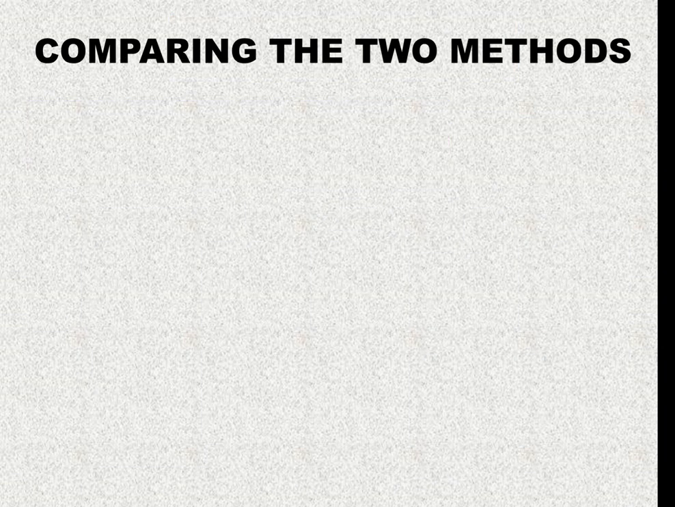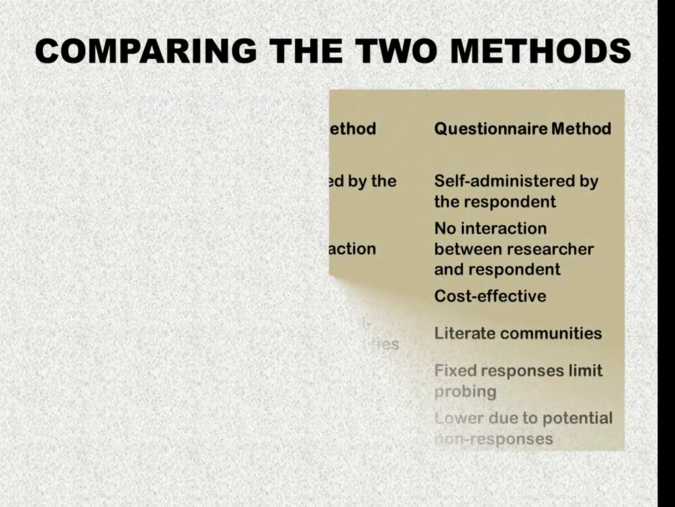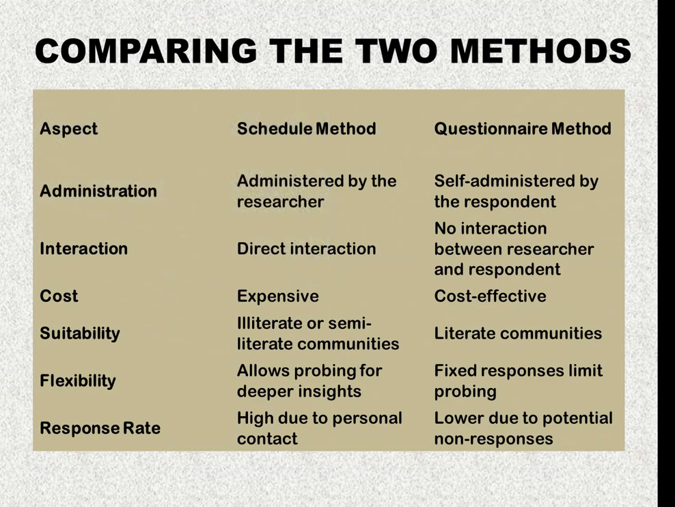Comparing the two methods. Aspect. Schedule method. Questionnaire method. Administration. Administered by the researcher. Self-administered by the respondent. Interaction. Direct interaction. No interaction between researcher and respondent.